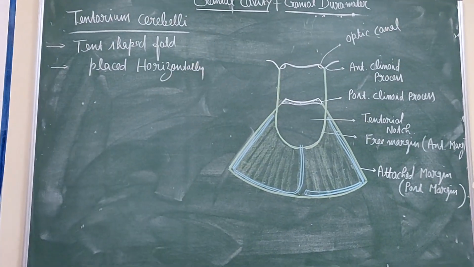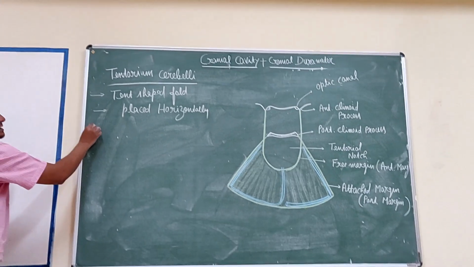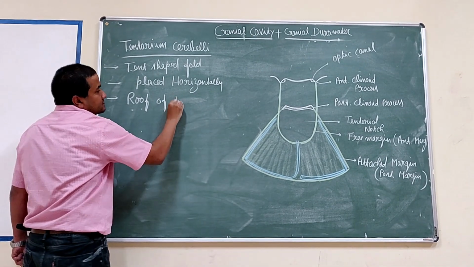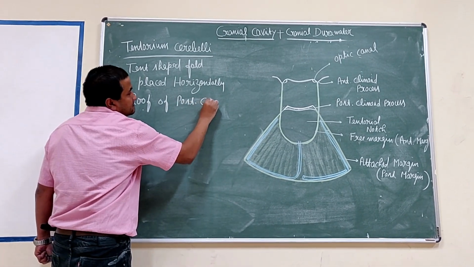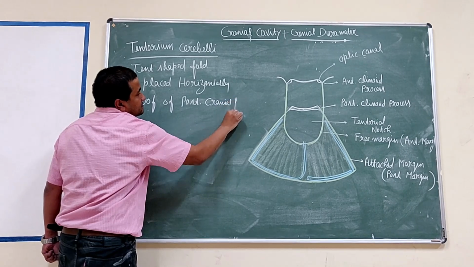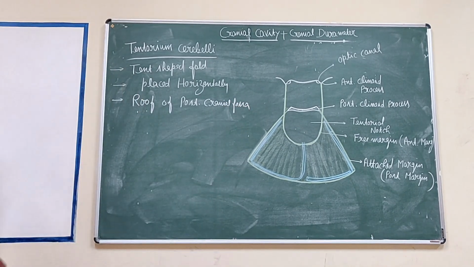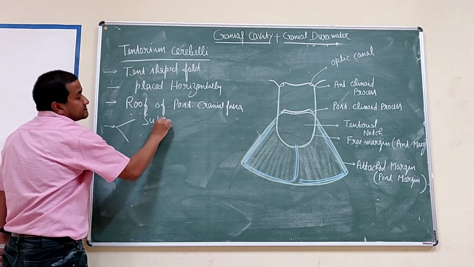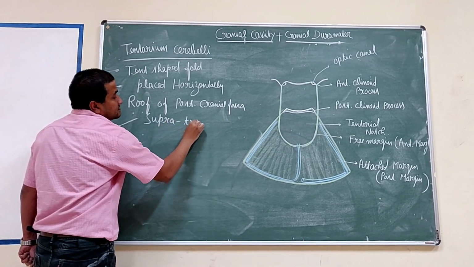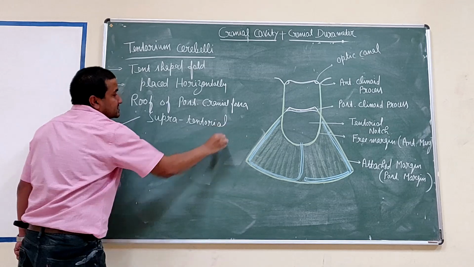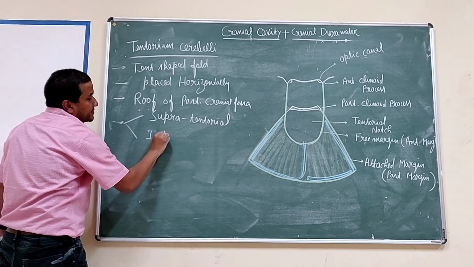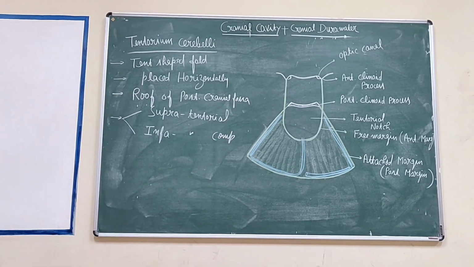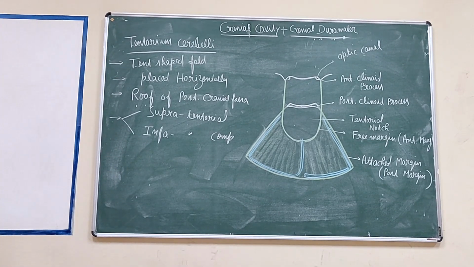It is placed horizontally, and it forms the roof of the posterior cranial fossa. And it divides the cranial cavity into the supratentorial and infratentorial compartments. Two compartments, the supratentorial and the infratentorial compartments.